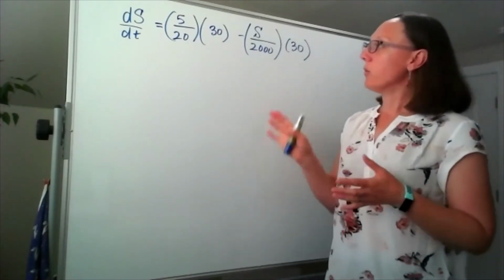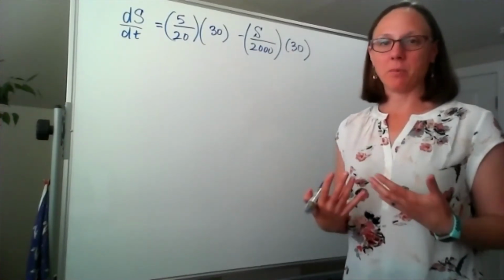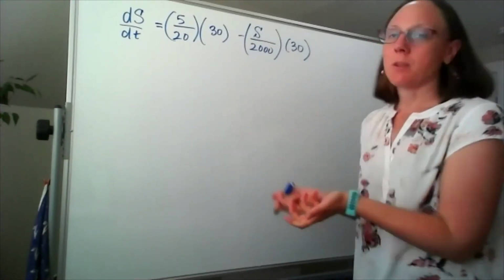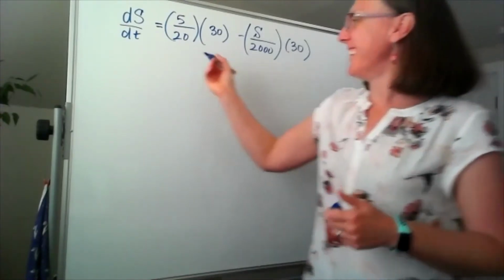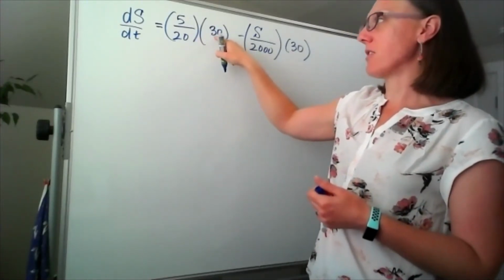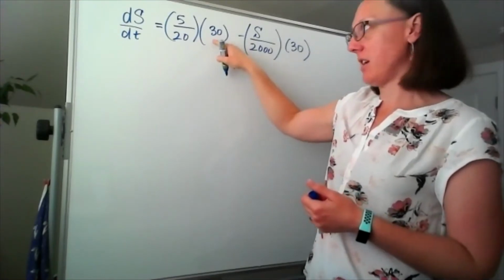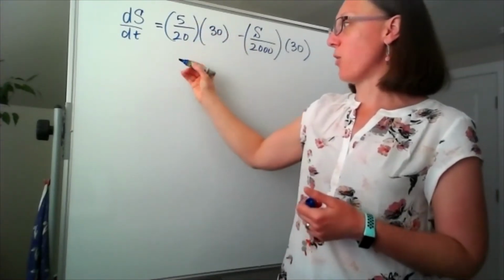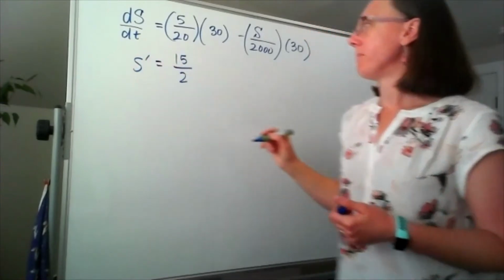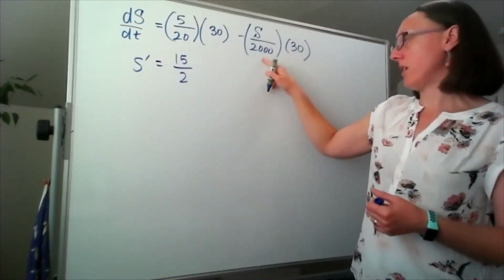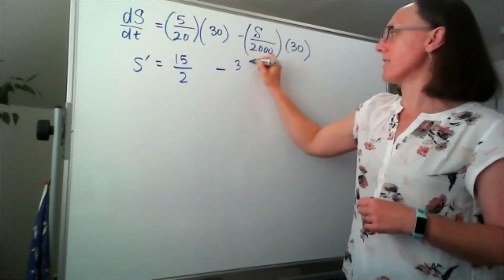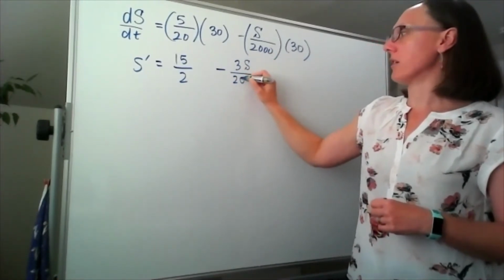So looking at this, personally, I'd kind of like to simplify the numbers just a little bit. Mostly because I don't like fractions, but I'd like to make these as nice as possible. So 5 times 30 is going to give me 150. So that would be 150 over 20, or 15 over 2. And here, 30 over 2,000, I can at least knock a 0 off of both of those and say 3S over 200.